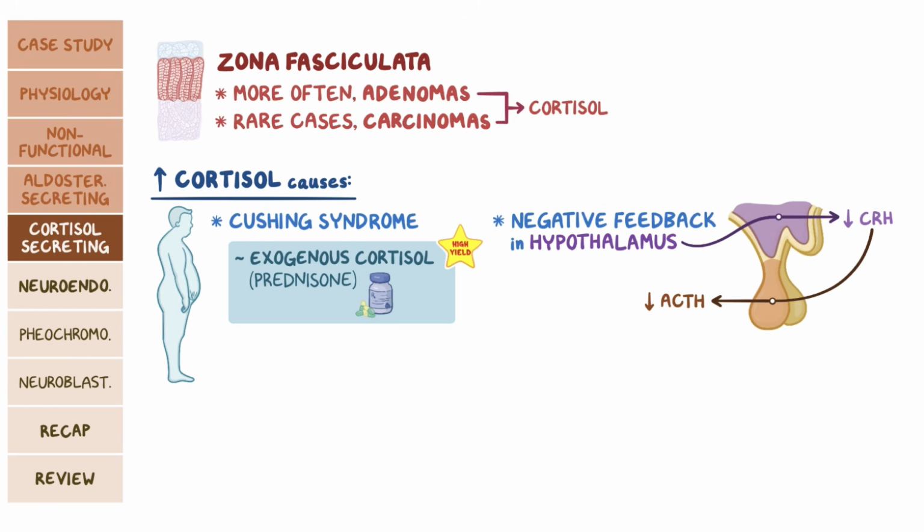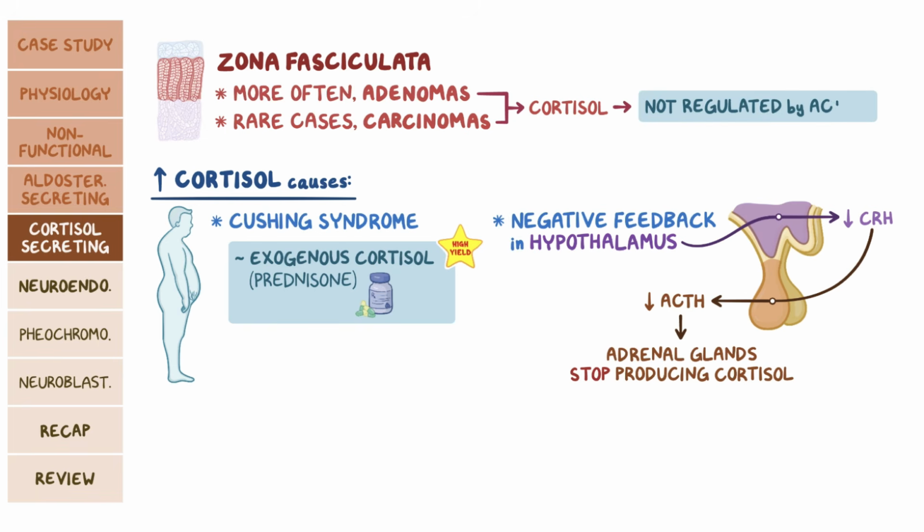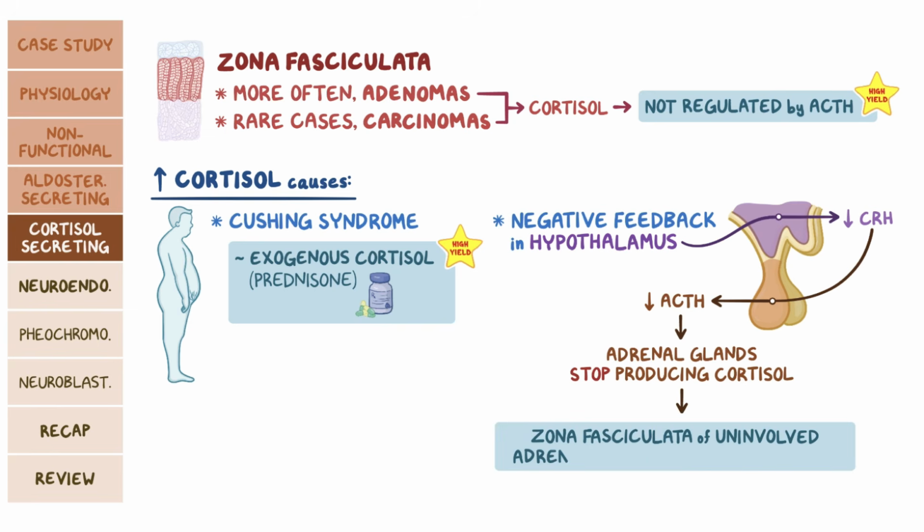Normally, at this point, with nothing to stimulate them, the adrenal glands would stop producing cortisol. However, tumors secreting cortisol are not regulated by ACTH, so they keep pumping out cortisol independently. In contrast, with no stimulation from ACTH, the normal tissue in the zona fasciculata of the uninvolved adrenal gland shrinks and atrophies.